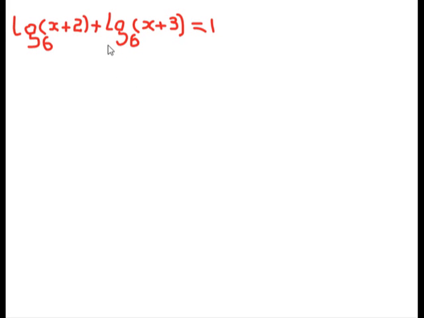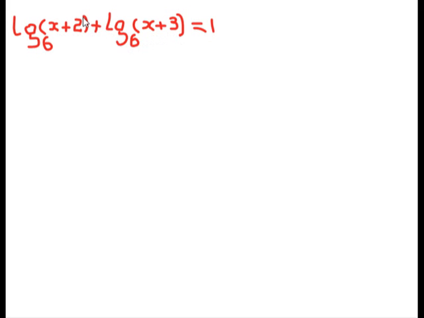Hi guys, today we're gonna solve these equations. It's log base 6 of (x + 2) plus log base 6 of (x + 3) equals 1.